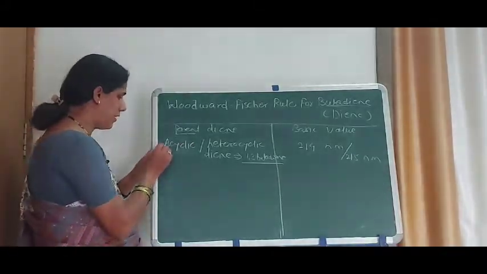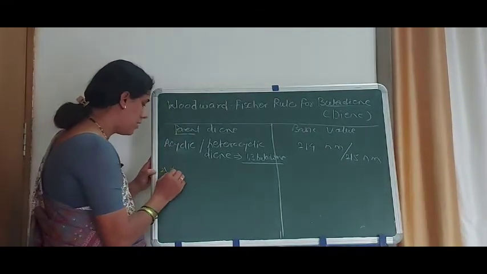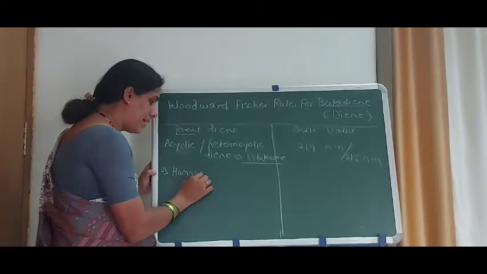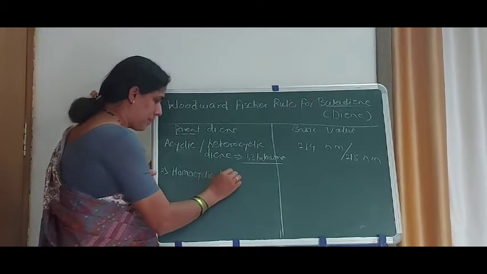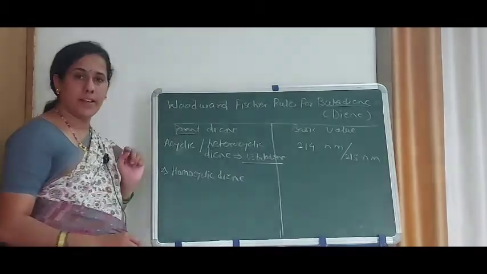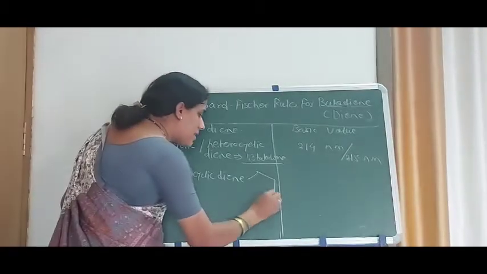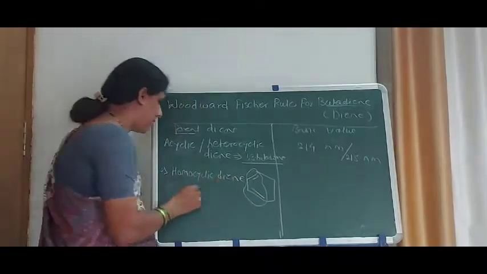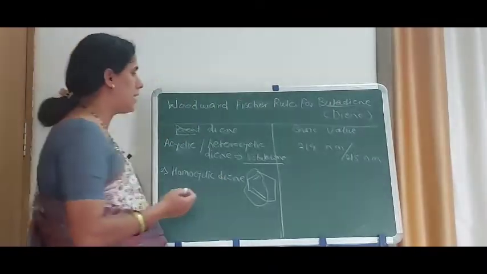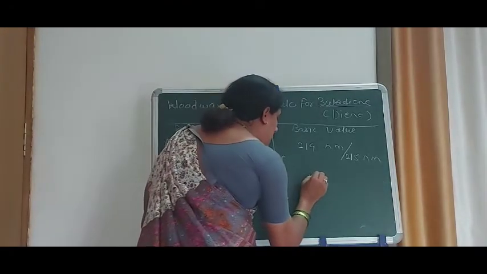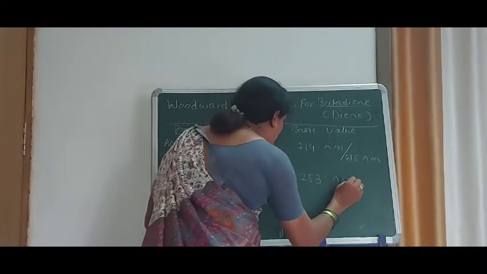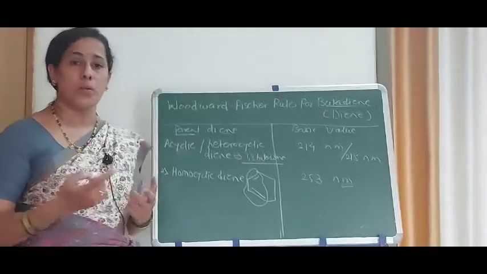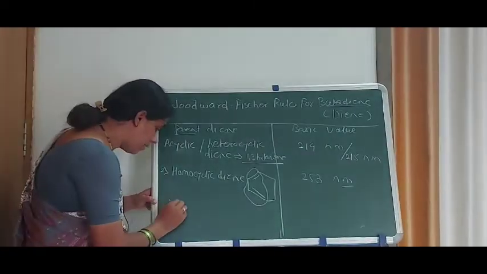Got it? Second is the homoannular or homocyclic diene. Homocyclic dienes are those where, in the same ring, this structure is present and the diene is called homocyclic. At that time you have to take the value as 253 nanometer. Okay. Now after this you have to identify the ring residue.